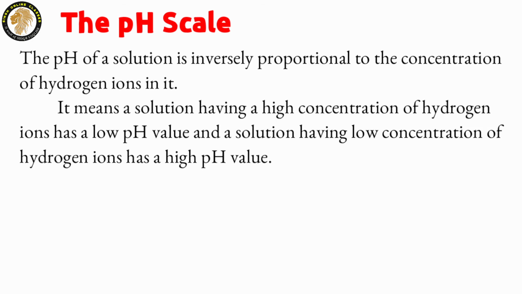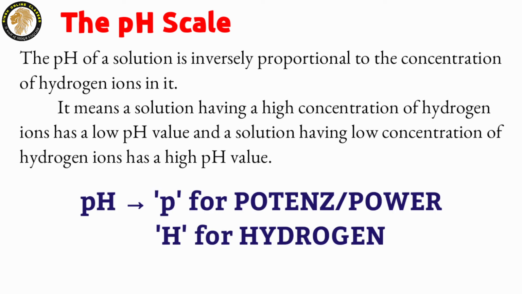The pH of a solution is inversely proportional to the concentration of hydrogen ions in it. That means a solution having a high concentration of hydrogen ions has a low pH value. On the other hand, a solution having a low concentration of hydrogen ions has a high pH value. In the term pH, the letter P stands for a German word potenz, which means power or potential, and the letter H stands for hydrogen ion concentration, that means H+.